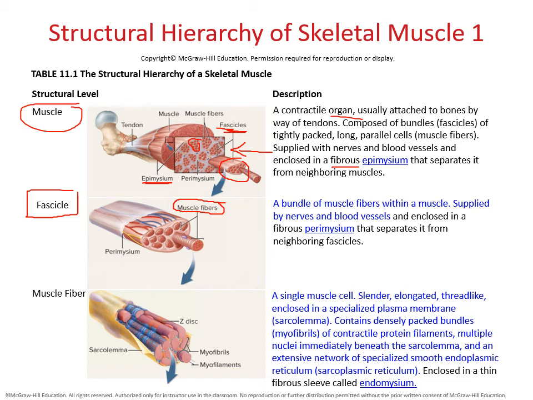Now, your fascicle has a connective tissue wrapping itself, and that is going to be called the perimyosin. There you go. So the epimyosin, my apologies, the epimyosin is the outermost wrapping, and then the perimyosin is the one that's going to wrap itself around a fascicle, and a fascicle is basically a bundle of muscle fibers, which are your individual muscle cells.